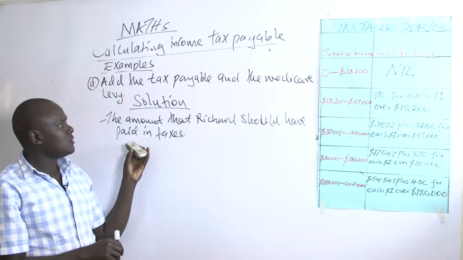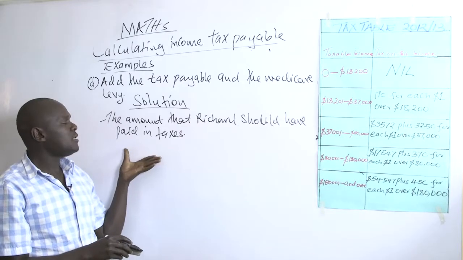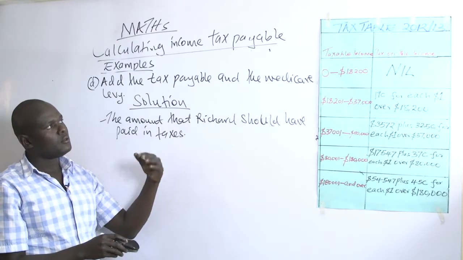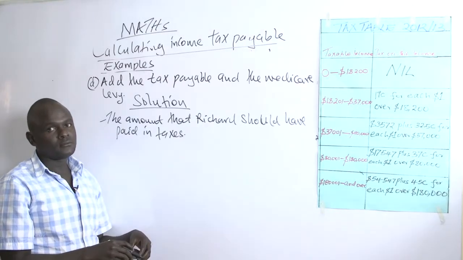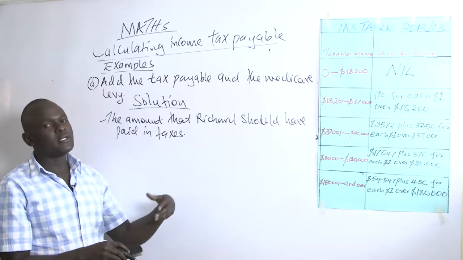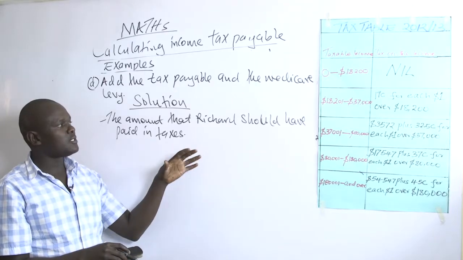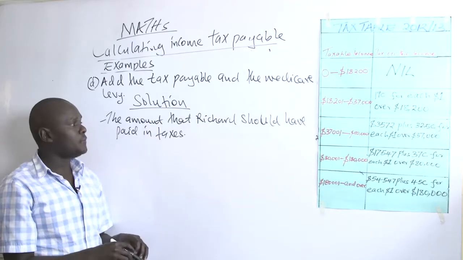We are saying that this is the amount that Richard should have paid in taxes because the tax system keeps on varying. As we speak, it might have already changed. So that is why we are saying it is the amount that he should have paid.